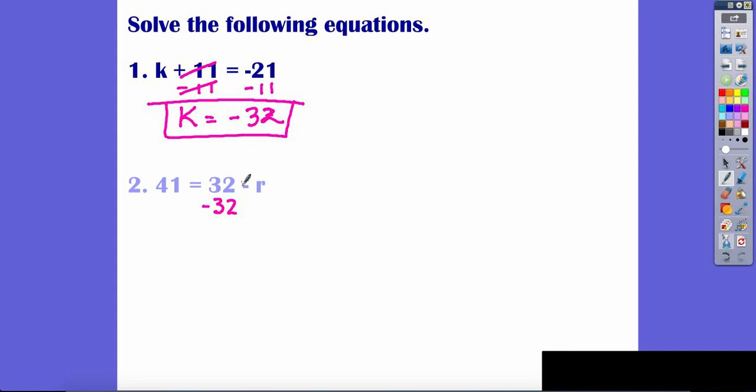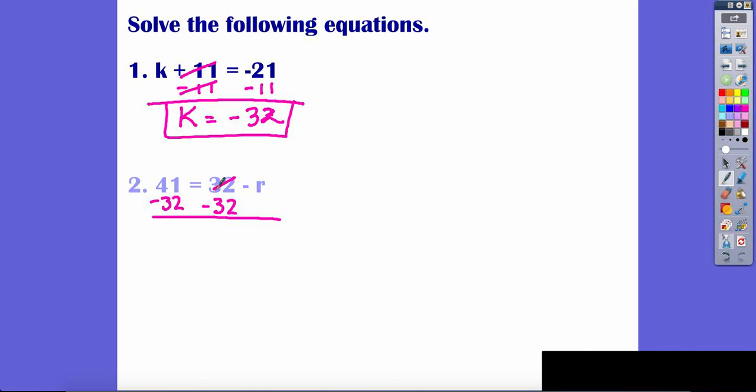Notice that this r has a subtraction with it. I'm not worried about that yet. I'll take care of that in a minute. I'm solely worried about isolating r and getting this 32 to not be there. So I need to worry about the sign of the 32 as I'm working through this.